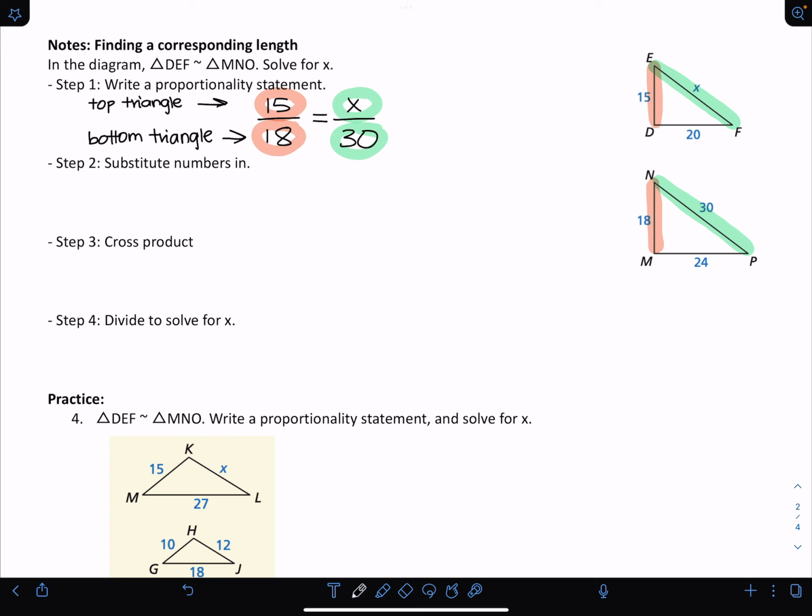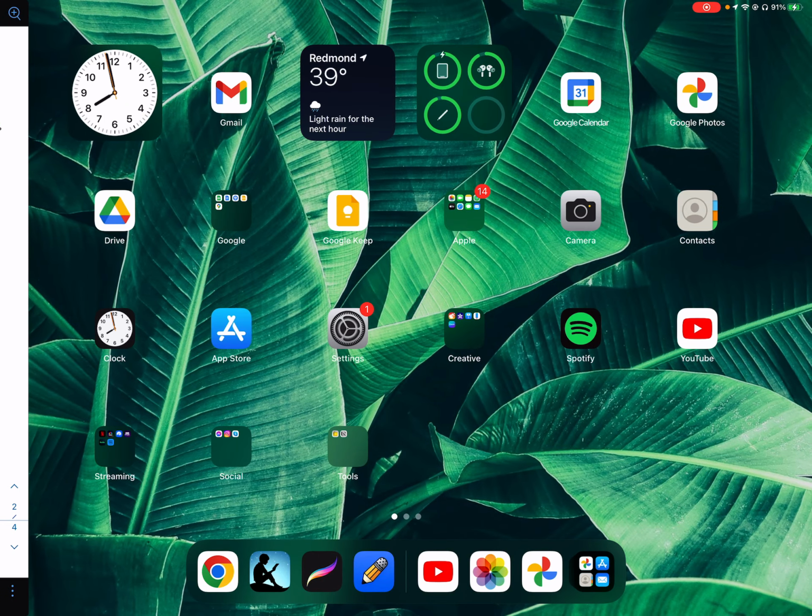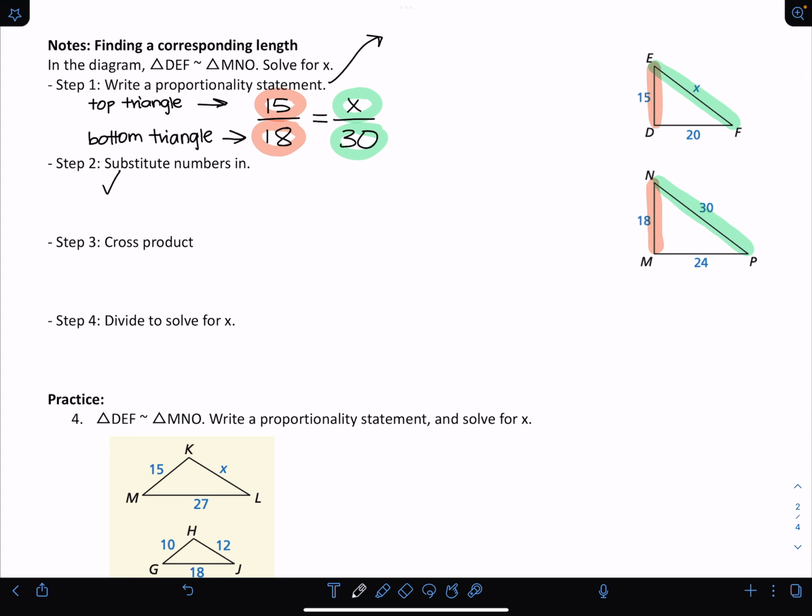And actually, we kind of jumped ahead. We did step 2 also. You might have just written this out with the sides. So, like, oops. Come back here. There we go. So, ED over MN is equal to EF over NP. That's what it was asking for in step number 1. We jumped ahead to step number 2, where we put the numbers in already.